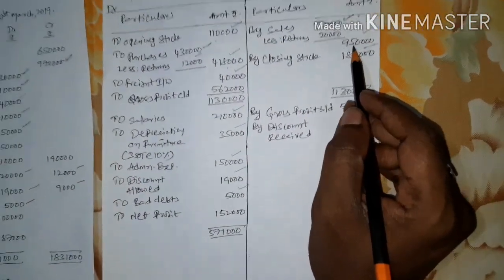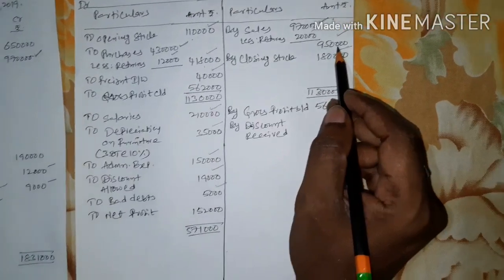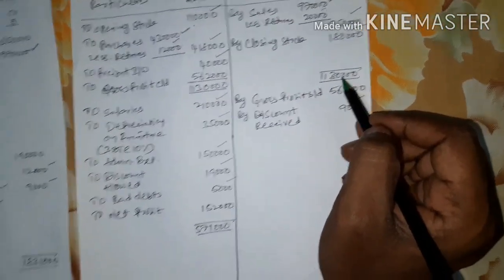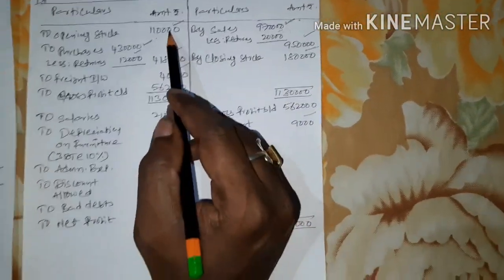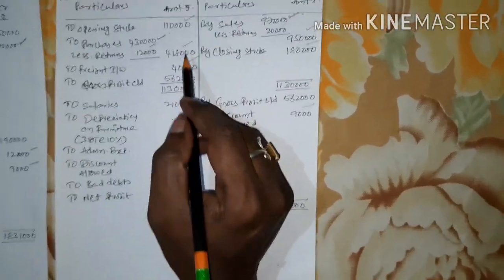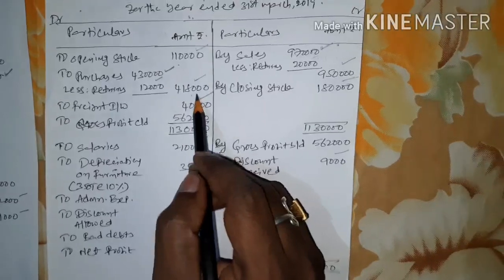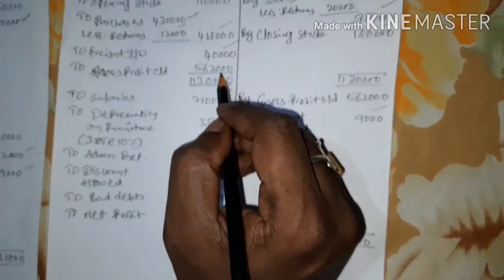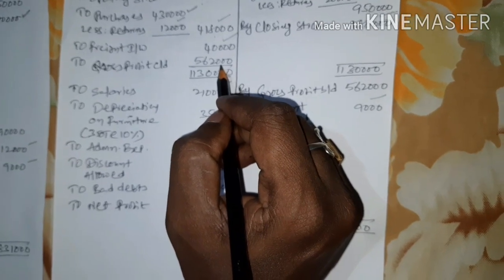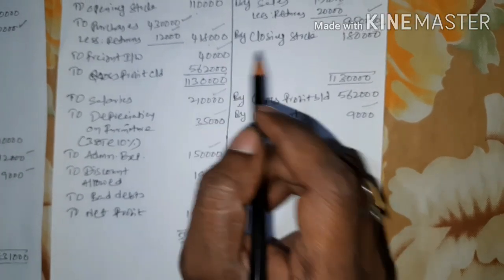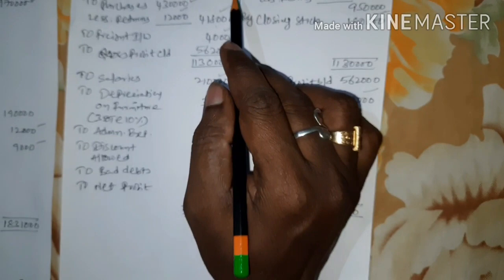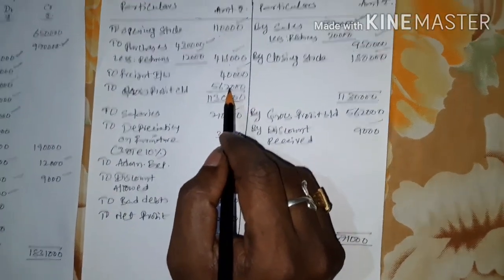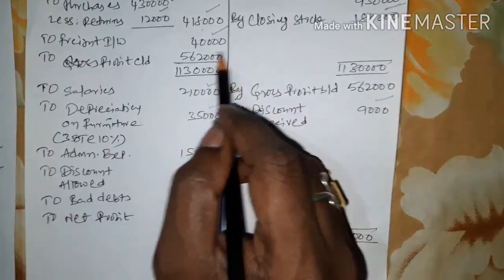Then credit side of the trading account, we have sales 9,50,000, closing stock 1,80,000, total 11,30,000. From this 11,30,000 we deduct 1,10,000 opening stock, net purchases 4,18,000, and freight inwards 40,000. Then we arrive at 5,62,000. The same is treated as a gross profit. Since here credit total is more than debit total, it does amount to gross profit, friends. The same will be transferred to profit and loss account.